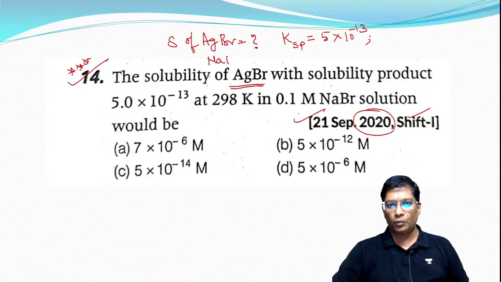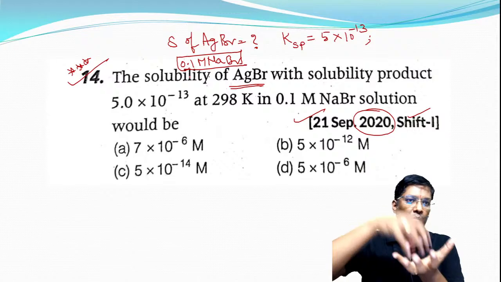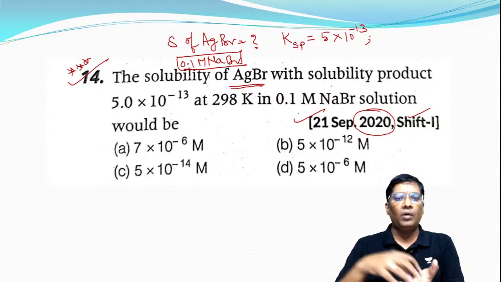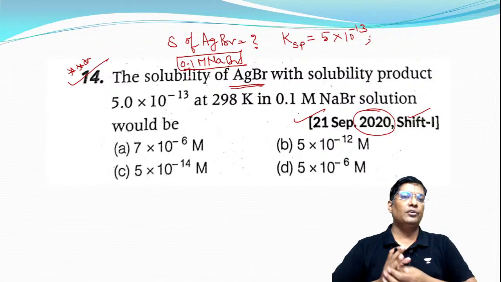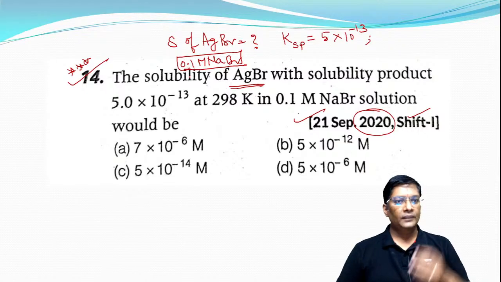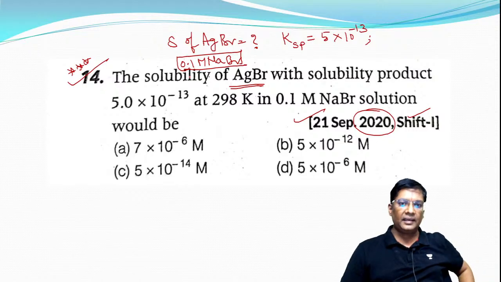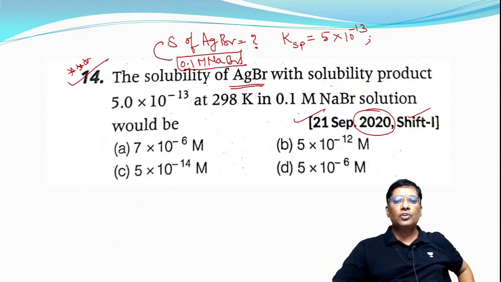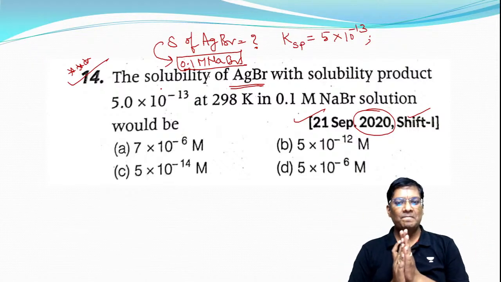So they have given one more solution, that is 0.1 molar NaBr solution. In 0.1 molar NaBr solution, what is the solubility of AgBr, if the solubility product is 5 into 10 to the power of minus 13? What is the solubility of AgBr in 0.1 molar NaBr? That is the question.